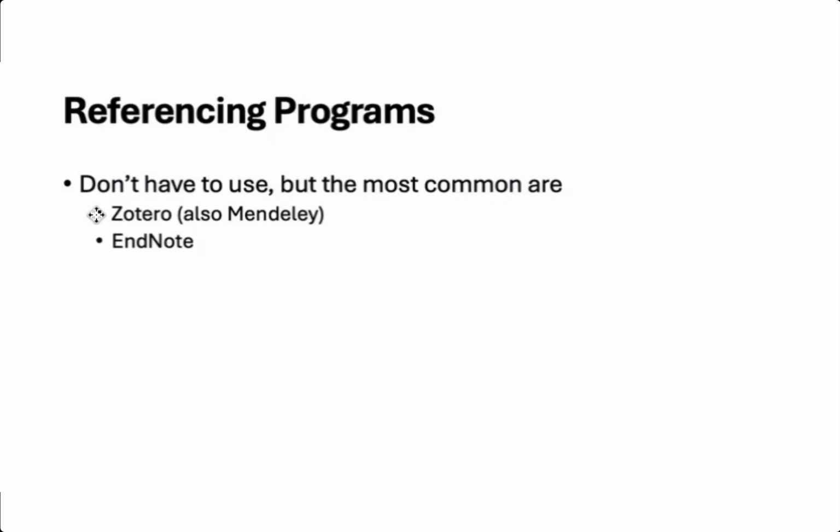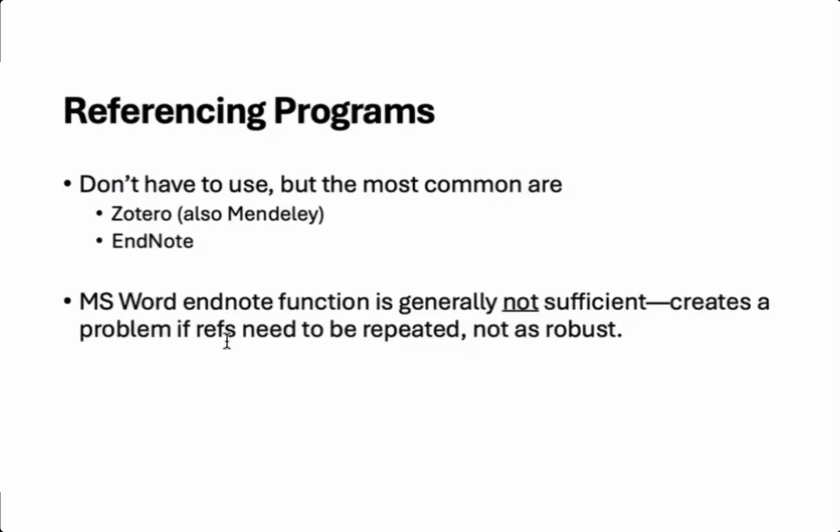It's very good. Microsoft Word does have a citation function where you can add a reference at the end of a document using that function, but it's generally not sufficient and it creates a problem if you need to repeat references and rearrange them and it's just not as robust as you would want it to be. So Zotero first choice, EndNote if you have to. Clients usually like to use EndNote, so that's the reason that you might want to use that.